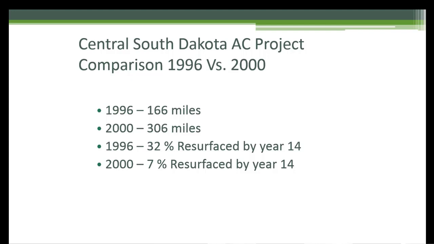Post-2000, only 7% of those miles of road were resurfaced by year 14. That is a huge improvement when you consider the amount of money involved with constructing and maintaining pavements. And if you multiply that across 77,000 square miles in South Dakota, 75,000 plus in North Dakota, that's huge. That is literally millions of dollars a year. And you know what? In 5 or 10 years, those millions become billions. So one of the greatest untold stories, and it's not my data.